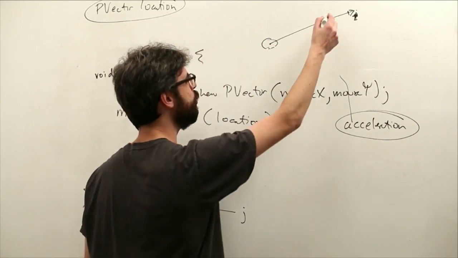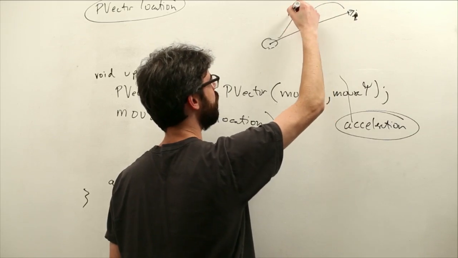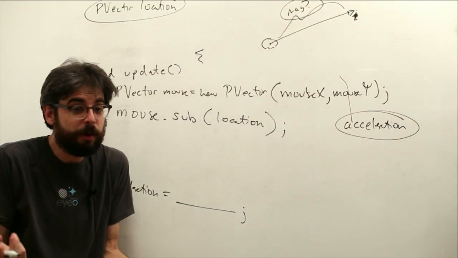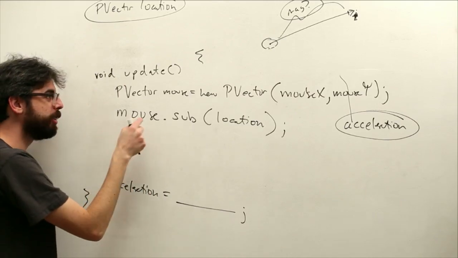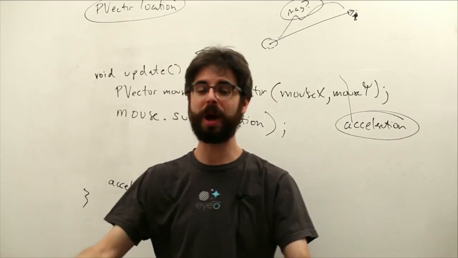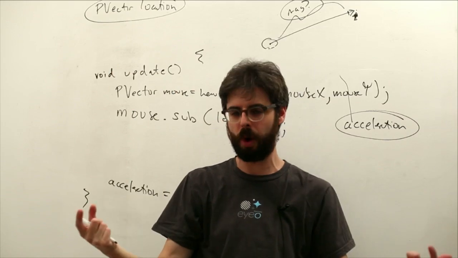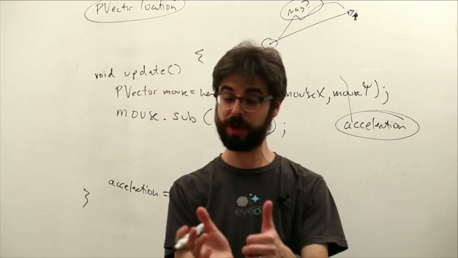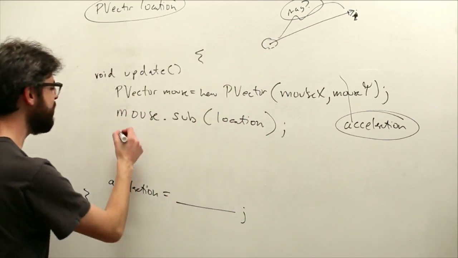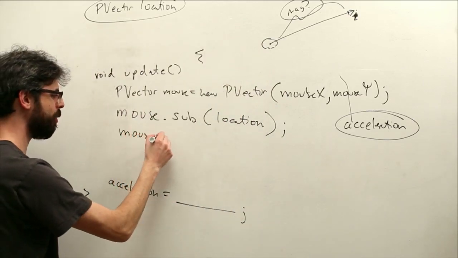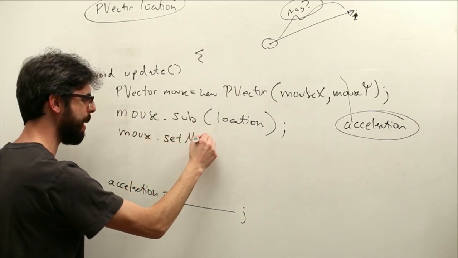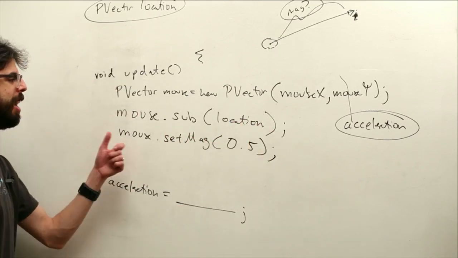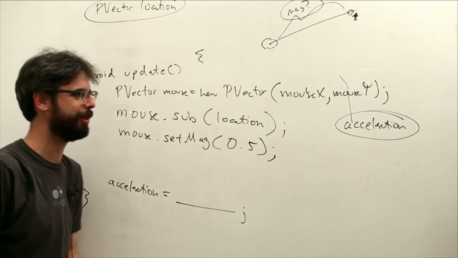So we need to reduce this magnitude to something. There are lots of different ways we could do that. I could say mouse.mult(0.1), so I would reduce the magnitude to 0.1, or I might normalize the vector to unit length 1 and then scale accordingly, or even just as a simple thing right now, I could set the magnitude to 0.5, some arbitrary value. So look how simple this was.